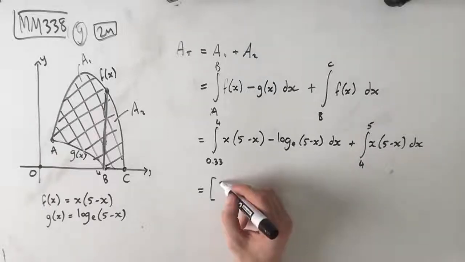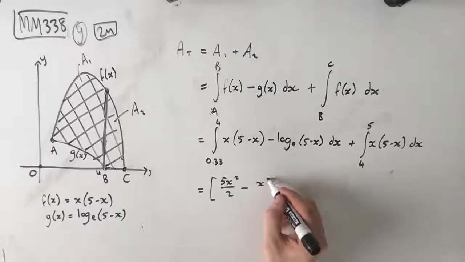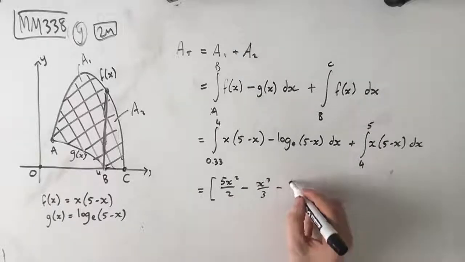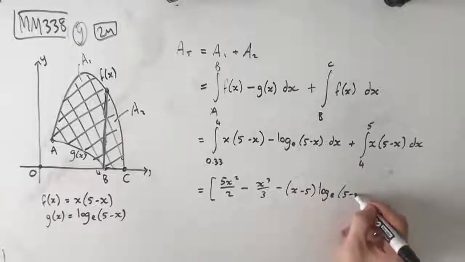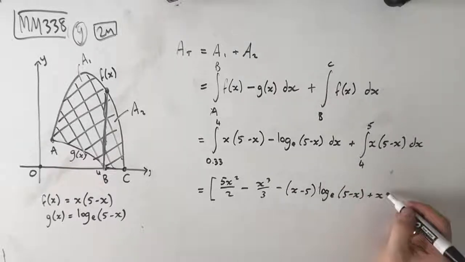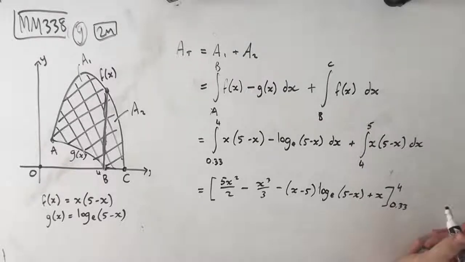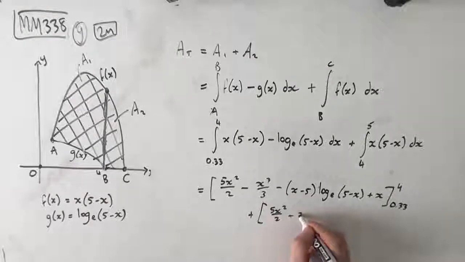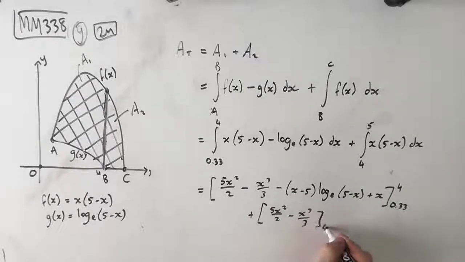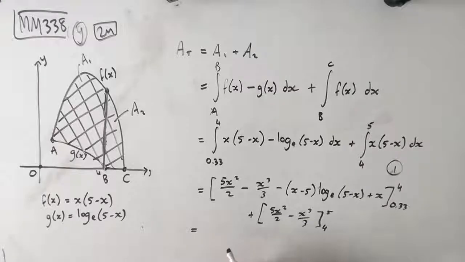So what we end up getting is 5x squared over 2 minus x cubed over 3 minus x take 5 log e of 5 take x plus x, and you can use a calculator for this, remember, from 0.33 to 4, and then we do plus 5x squared over 2 take x cubed over 3 from 4 to 5. Now in between here is our first mark, and then our second mark comes for the answer, right?